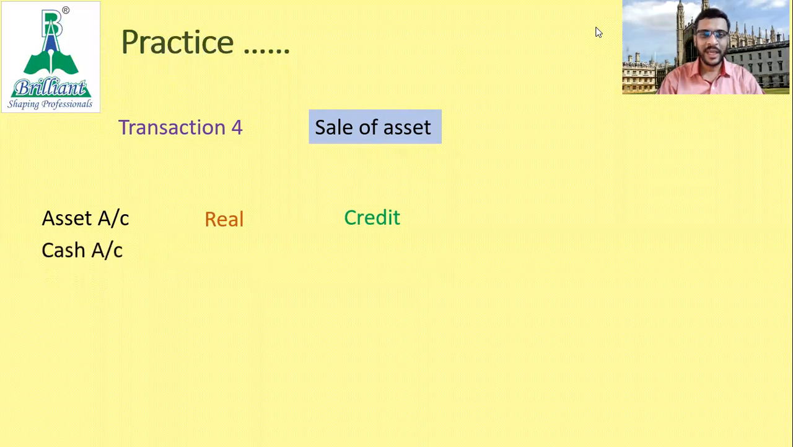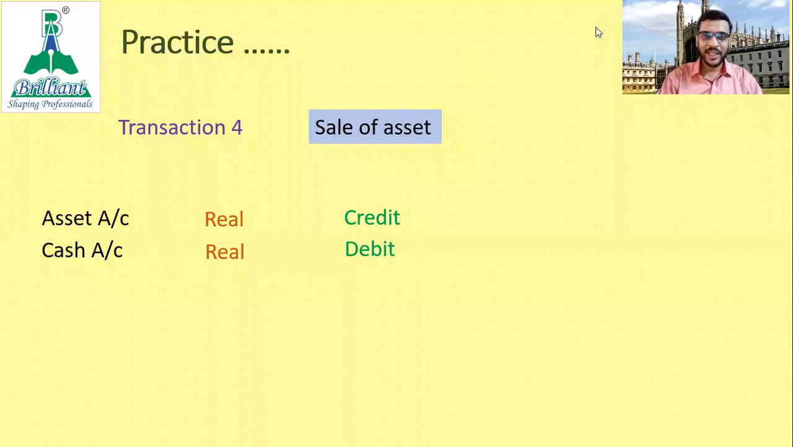We are selling the asset, so we will receive cash. Cash is real. So the cash account. Now cash is coming in since we are selling the asset. So the cash account should be debited. And remember, in case of sale, there is one more account involved. In all the previous transactions, only 2 accounts were involved. In this transaction, 3 accounts are involved.